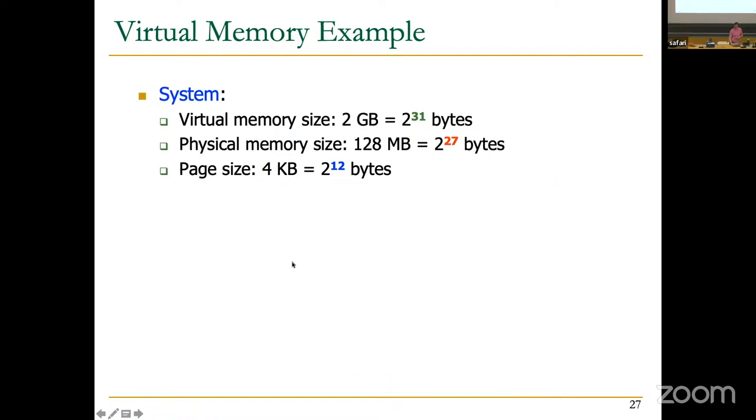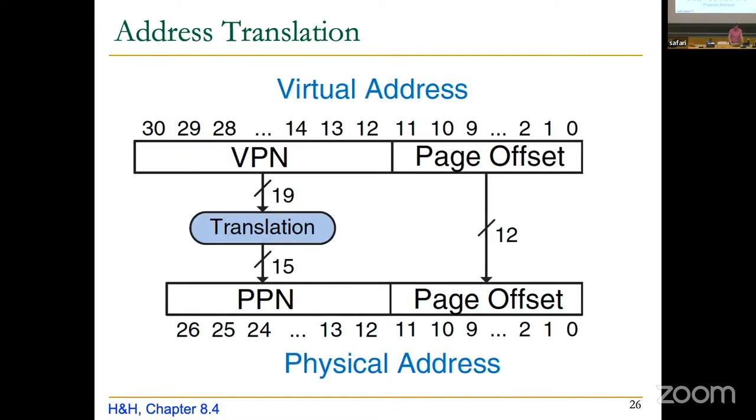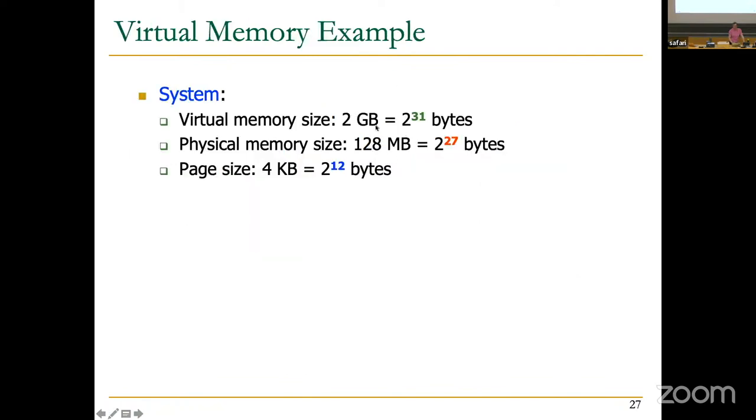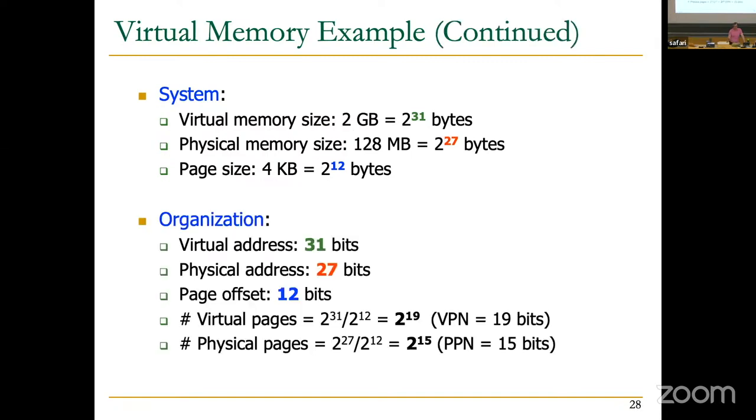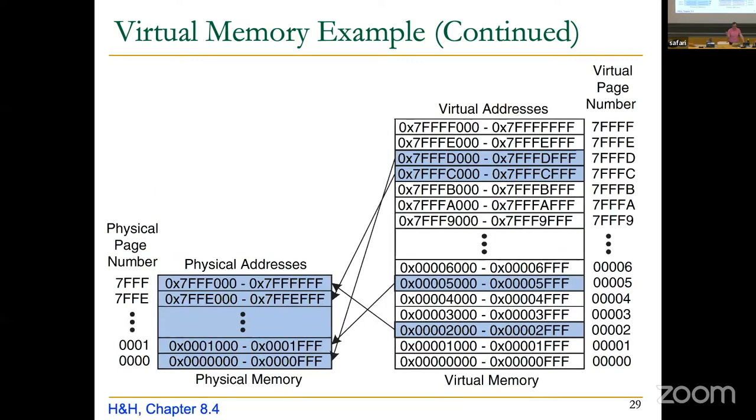Everything is good, right? So let's take a look at the example. Actually, this was 31, sorry. Yeah. Virtual memory size is 2 gigabytes in this example, so you have 2 to the 31 bytes. Physical memory size is 2 to the 27. Page size is 2 to the 12, 4 kilobytes. Essentially, the organization looks like this. Virtual address is 31 bits, physical address is 27 bits, page offset is 12 bits. So the number of virtual pages you have is 2 to the 19, number of physical pages is 2 to the 15. So you can easily derive the virtual page number and physical page number. These are easy. And this is an example from your book also.